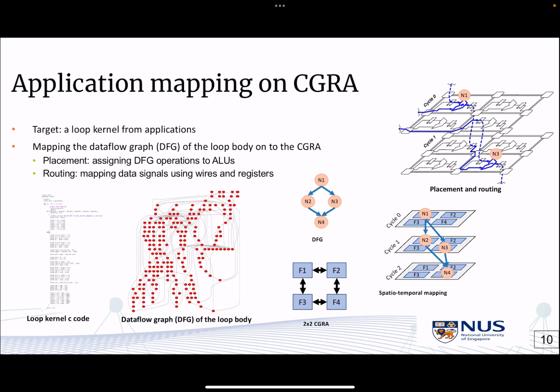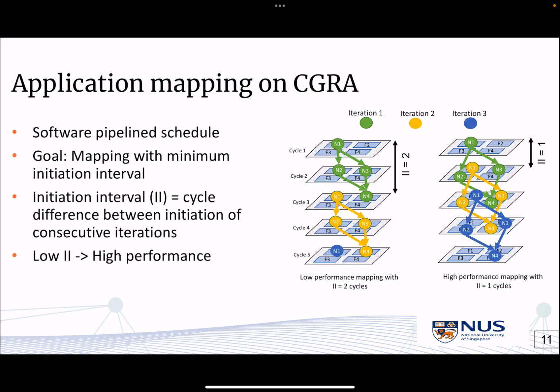Then the compiler maps the DFG onto the CGRA processing elements. The mapping process consists of placement and routing steps, where DFG operations are assigned, or placed, onto ALUs in functional units, and the data dependencies are routed using wires and registers. CGRA compilers exploit inter-iteration parallelism using software pipelining techniques.